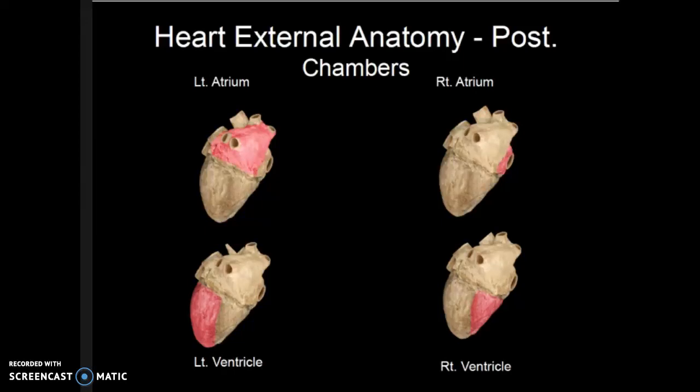When we ended last time, we were looking at a posterior view of the external anatomy of the heart. In this figure, we can see the left atrium, the right atrium, the left ventricle, and the right ventricle.